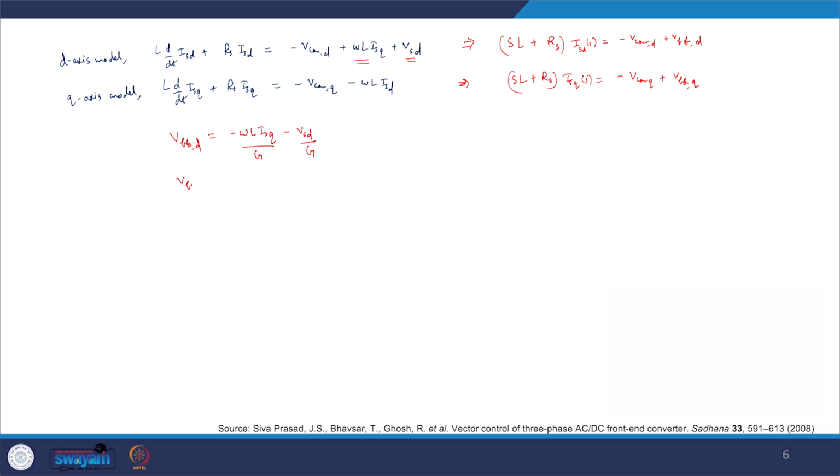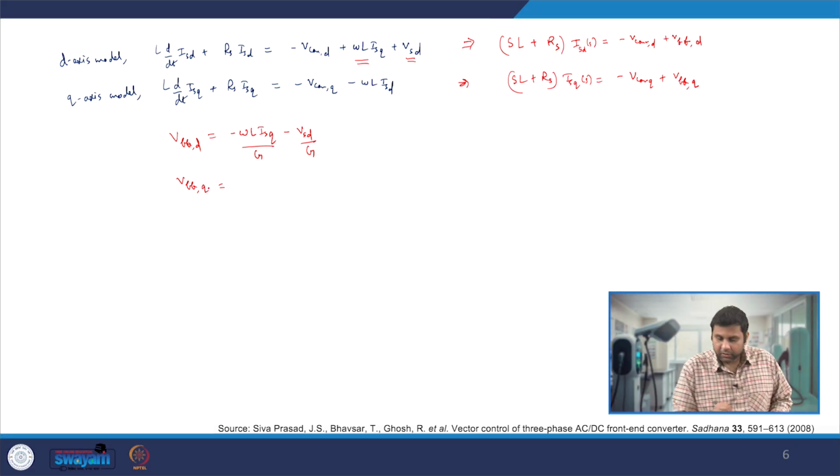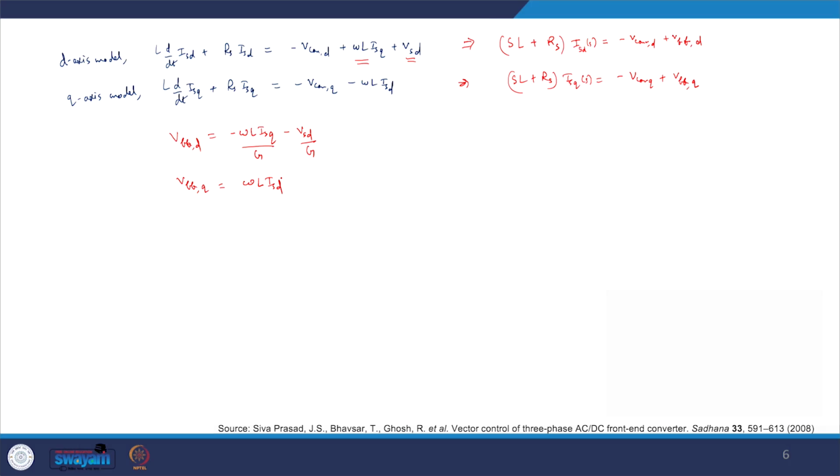And similarly we can write the V feed forward of Q. We will add such feed forward in the VQ converter such that this particular term will get cancelled out, and that is nothing but omega L ISD. If we add these two feed forwards, we can ensure that this particular term gets cancelled out, and that's when we can ensure there is no cross coupling between the D axis model and the Q axis model, and we can make both axes ISD and ISQ independent of each other.